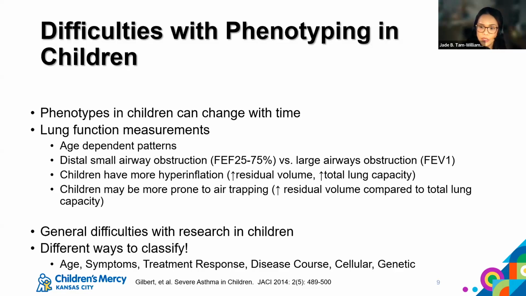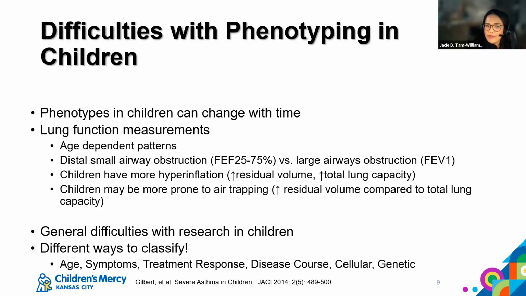The other thing to know is that it's hard because some of the ways that we measure lung function in asthma also change as they get older. So there are age-dependent patterns in lung function testing. Children also often have what we call more small airways obstruction. Sometimes, if you do spirometry, you'll see this number, FEF 25 to 75, or you might hear a doctor say, "Oh, yeah, that's their small airways."